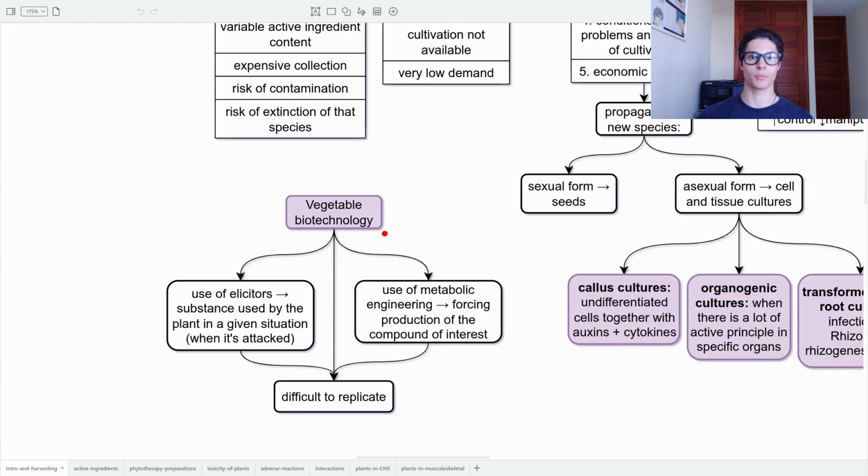And to do this, to promote the domestication of the plant, we use vegetable biotechnology. This is, for example, the use of elicitors. These are substances that are used by the plant in a given situation, for example, when it's attacked. And the use of metabolic engineering will force the production of those compounds of interest, those elicitors, when we want. But it's very difficult to replicate indeed.